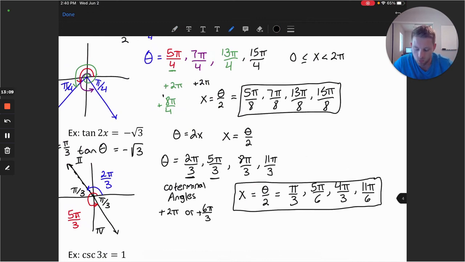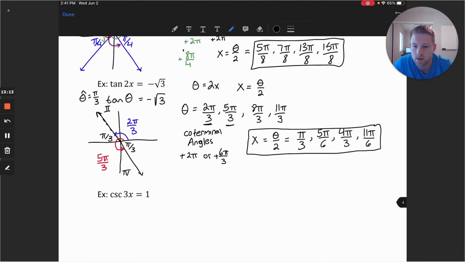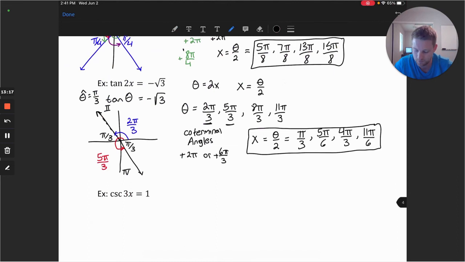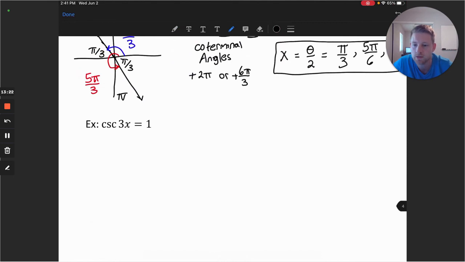All right, we'll take a look at a little variant off of this with secant of 3x equals 1. So we'll look at secant of 3x equals 1.